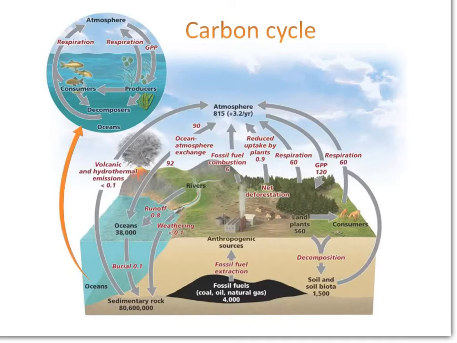So here's our sedimentary rock, bottom left. Down here. And next would be, and we can see 80 million units there. Oceans, 38,000 units. Fossil fuels, 4,000 units. Atmosphere, 815. And lastly would be land plants, 560. Okay, so let's take a look at the next slide.